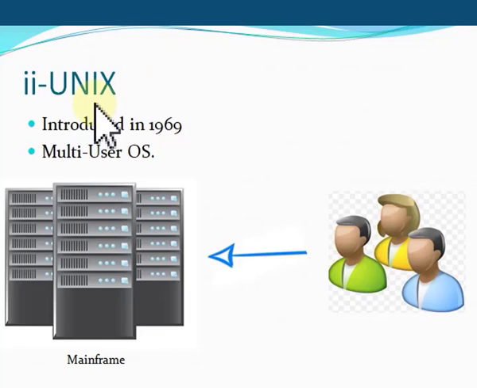Unix is also a command line interface, but it is a multi-user interface. It was introduced in 1969. DOS was a single-user operating system, and Unix is a multi-user operating system, which means that more than one user or many users can use this mainframe computer at the same time using this Unix operating system.